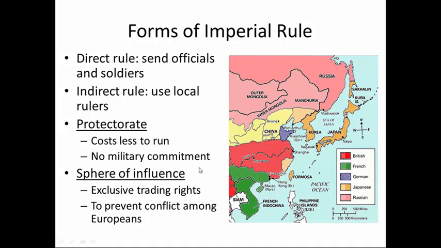And so with a sphere of influence, the whole idea is to prevent conflict among Europeans. Just like our brothers and sisters that have to share the same room, all these countries are going to be here in China, and in order to keep from fighting each other for economic reasons, they decide that they'll each just stay in their respective areas. So that is a sphere of influence, and we will see that mainly with China.